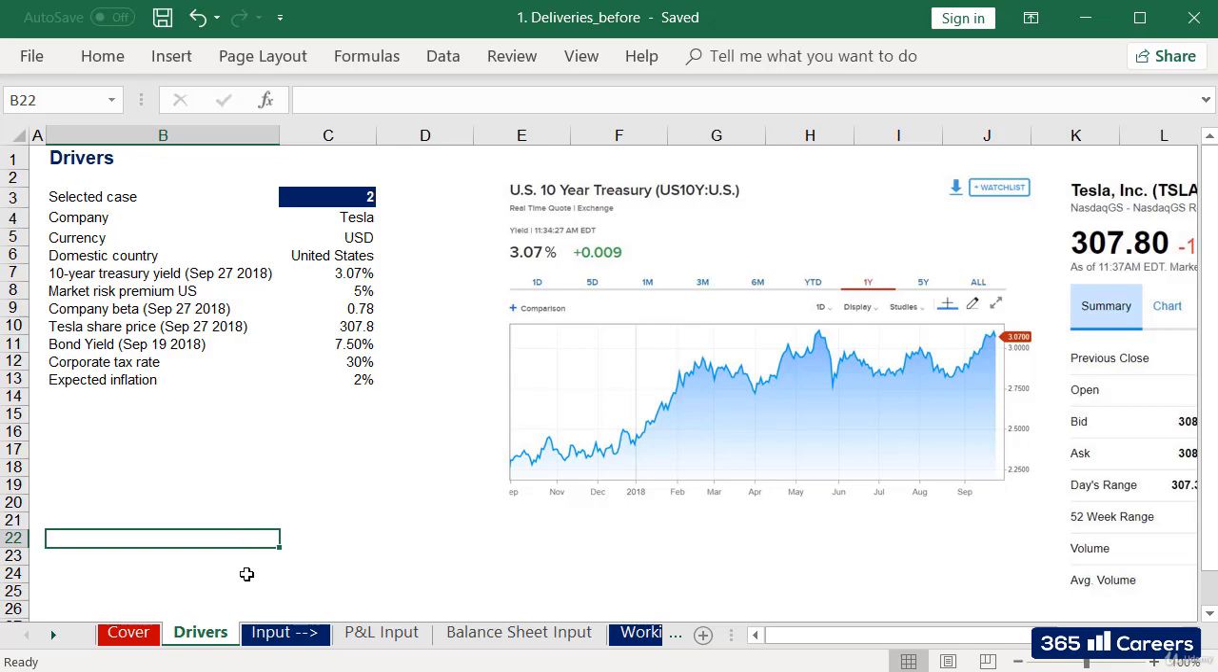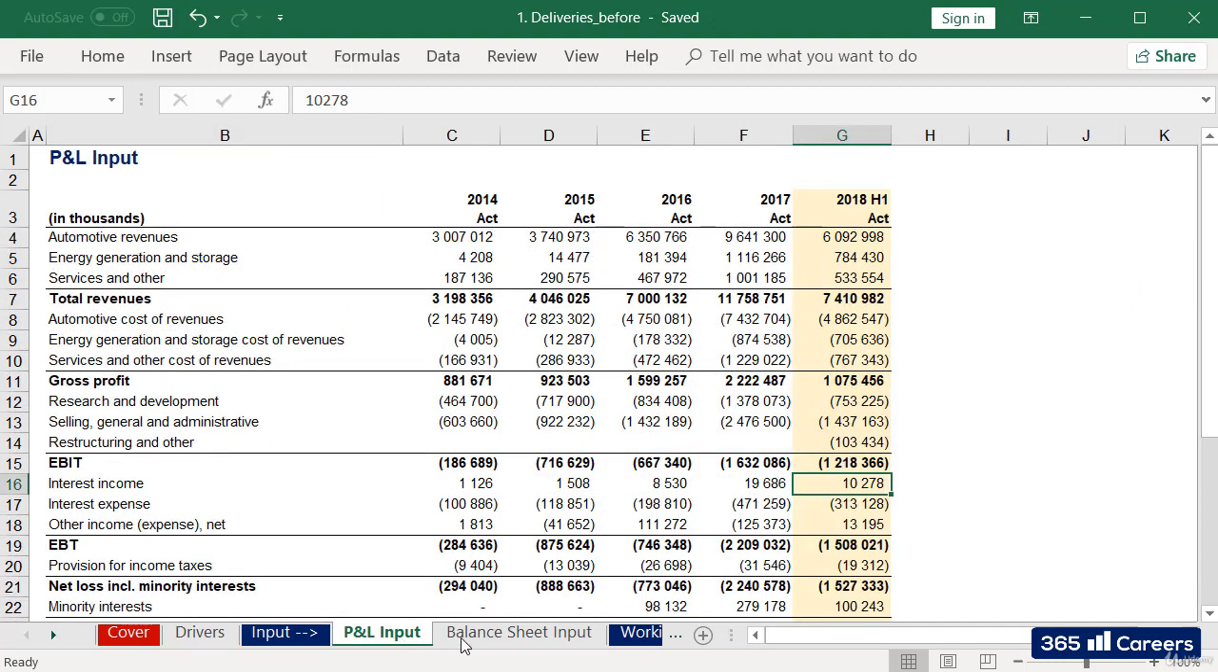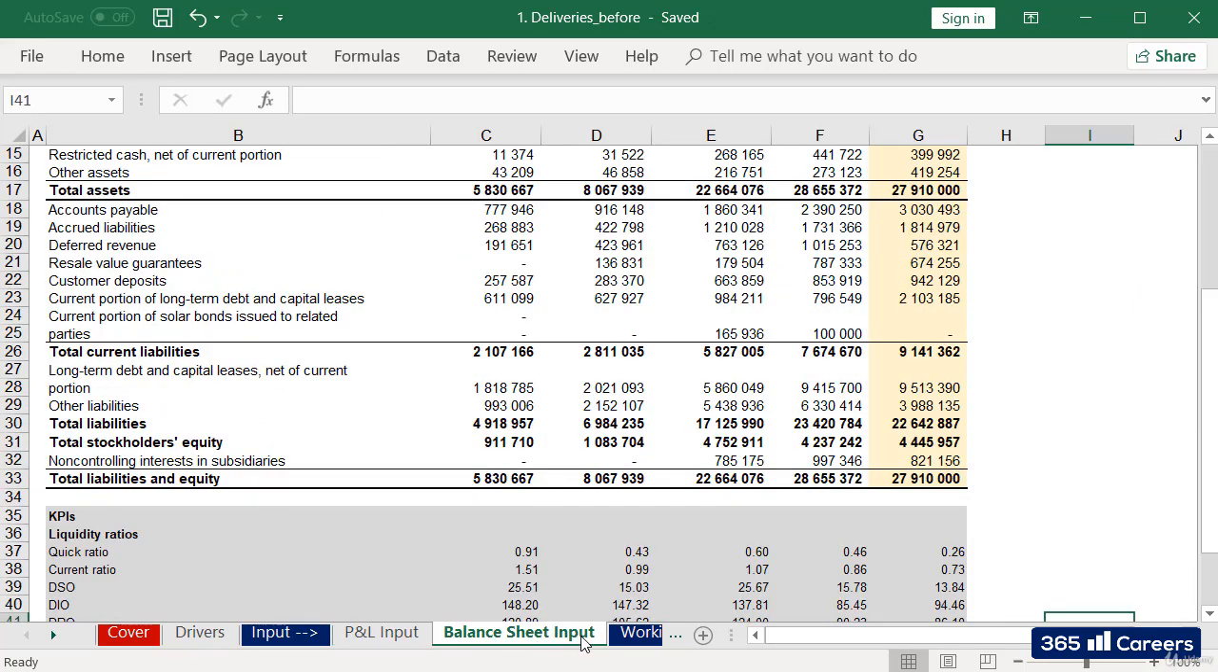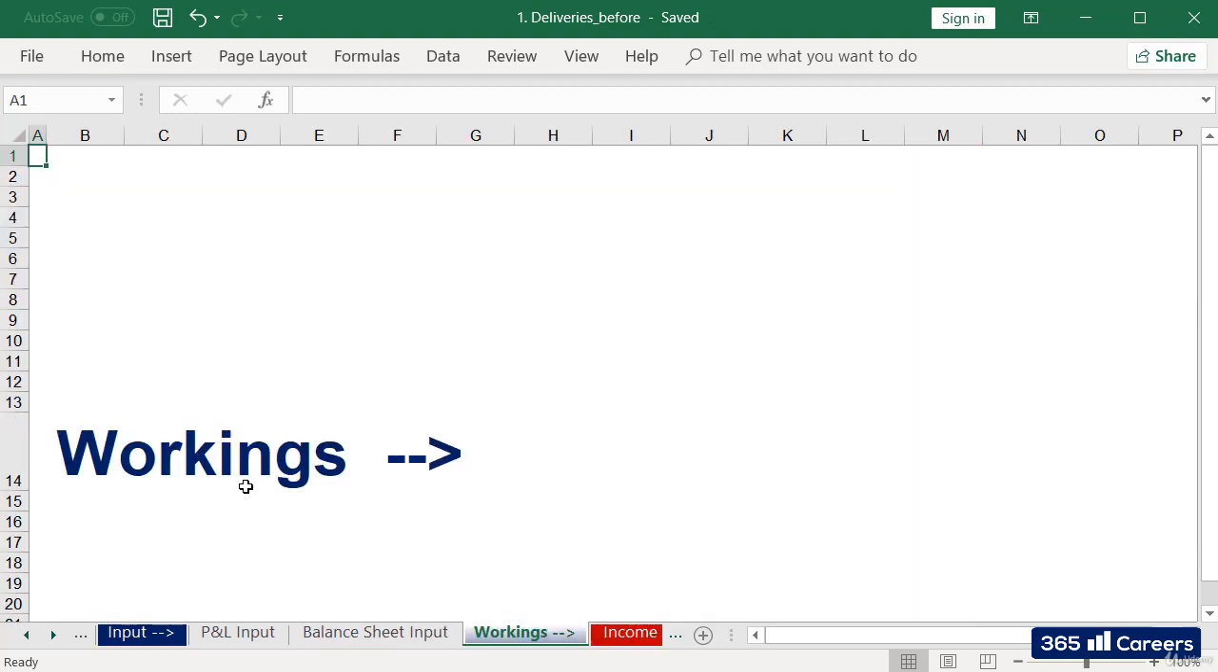Hi, and welcome back. So far, we've added a driver sheet to our model, and we also have historical P&L and balance sheet data. It is time for some actual modeling, right? The Workings tab will help us separate inputs from the model's actual workings, the sheet where we do forecasting and make assumptions about the future.